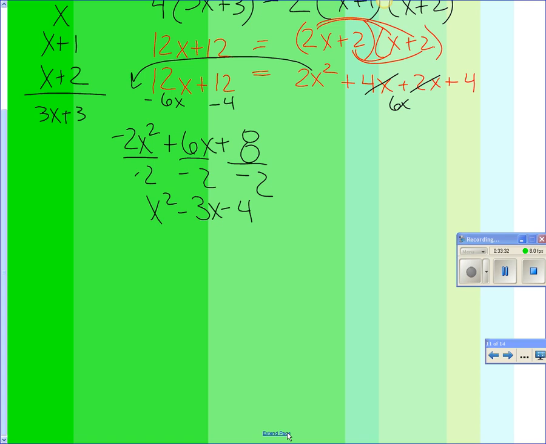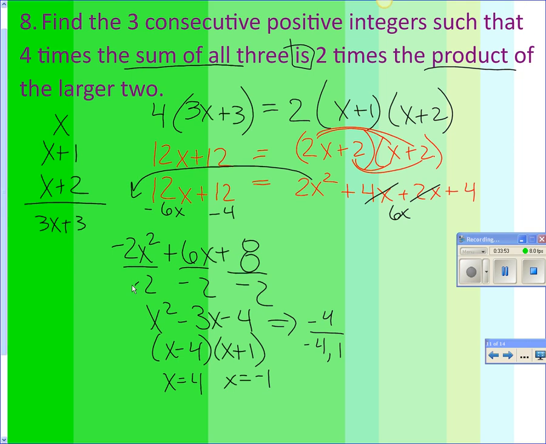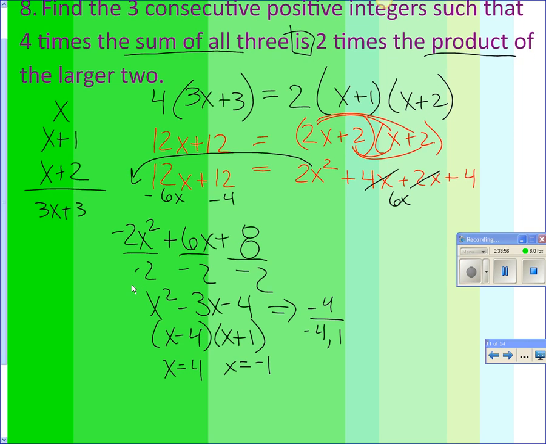All right, help me out. All right, what multiplies to give you negative 4? All right, then what? All right, and which one do I want? Why do I want the 4? Oh, it says positive. Okay. And this one said find the 3. So we got 4, 5, 6.